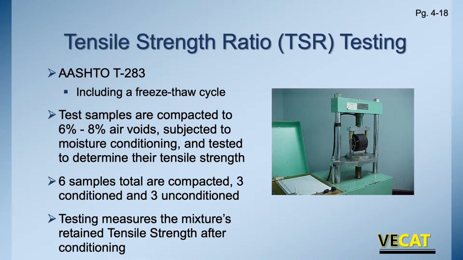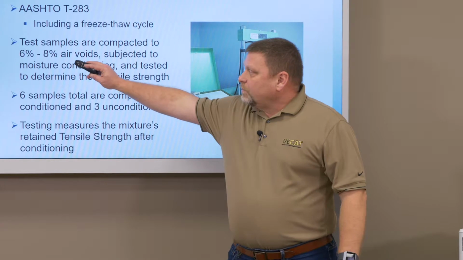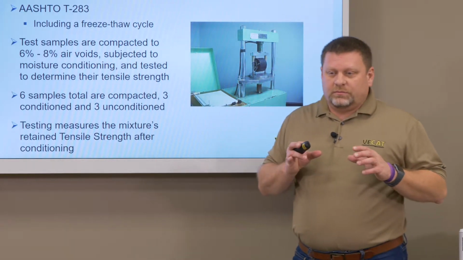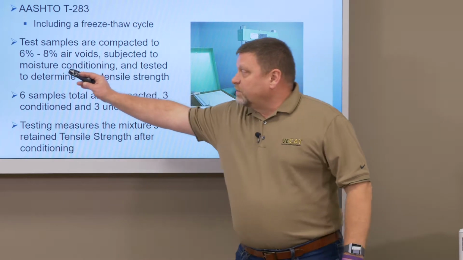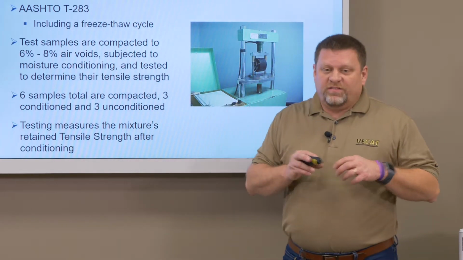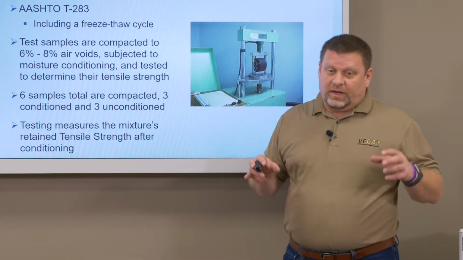Test samples are compacted to between 6 and 8% air voids. You target 7. You need a minimum of 2 subsets of 3 for a total of 6 samples. Once you create your 6 gyratory pills, or you can do Marshall pills for this, which uses a lot less material, once you've created your total group of pills at 7 plus or minus 1% air voids, you need to divide them into 2 subsets, 3 each.